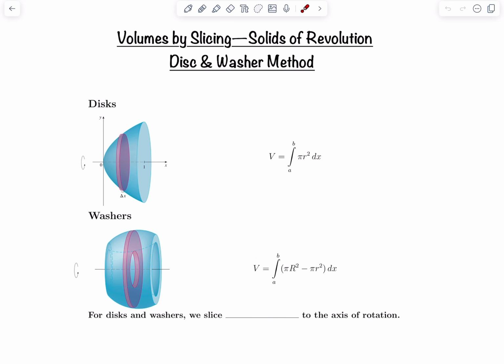Okay? When you're using this method of slicing for discs and washers, keep in mind we always slice perpendicular to the axis of rotation. So if you're spinning around the x-axis, then your slices are perpendicular to the x-axis. And notice the slices are moving in the x direction, which is why we integrate with respect to x. If we spun around a vertical line, then things would be different. And we'll look at a bunch of examples on this topic.